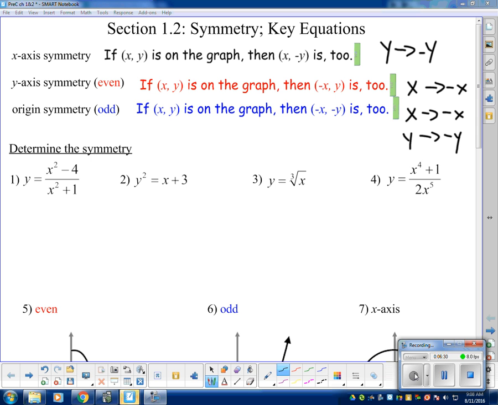Did you do this at all last year? Test for even or oddness? Yeah. Okay. So these are the 3 tests.